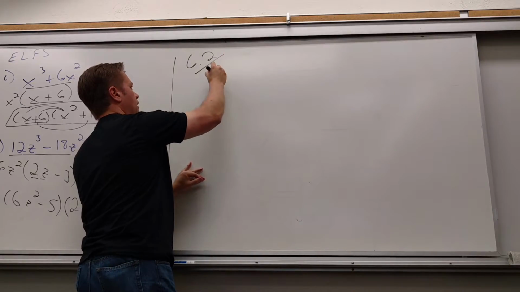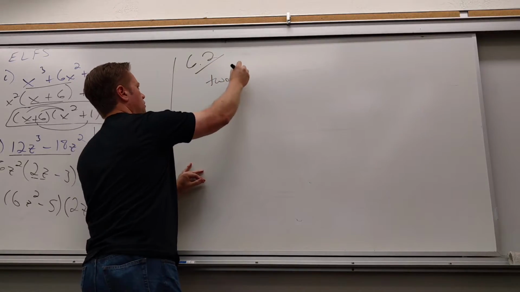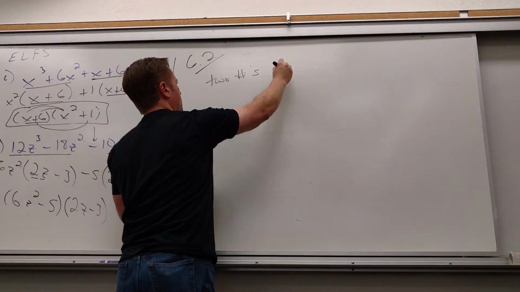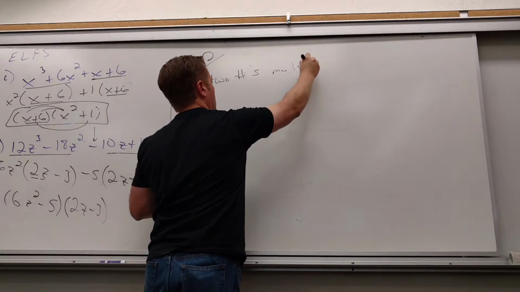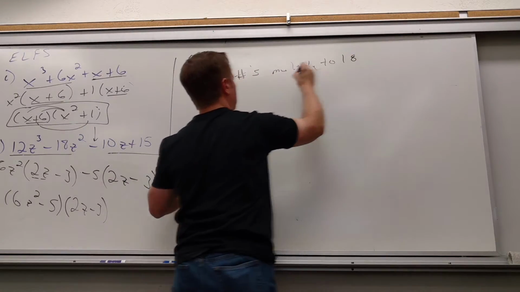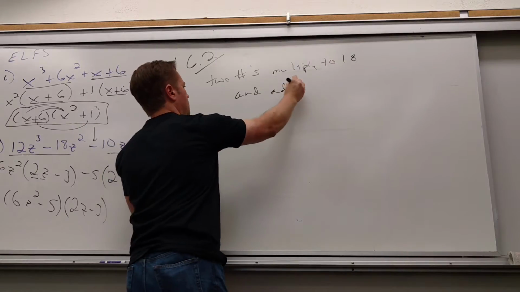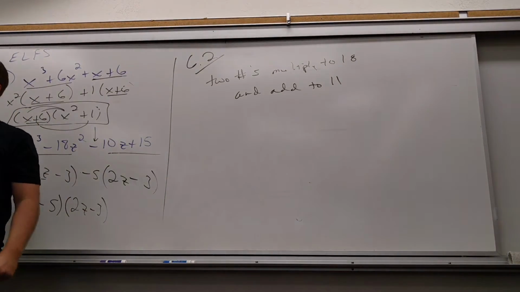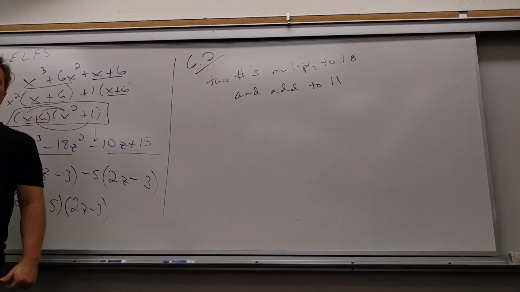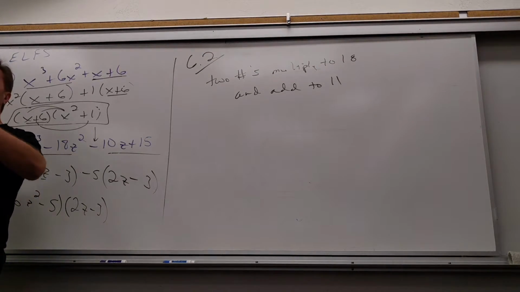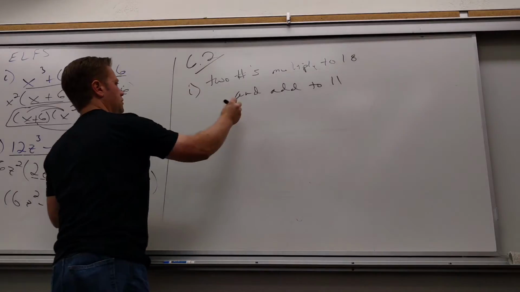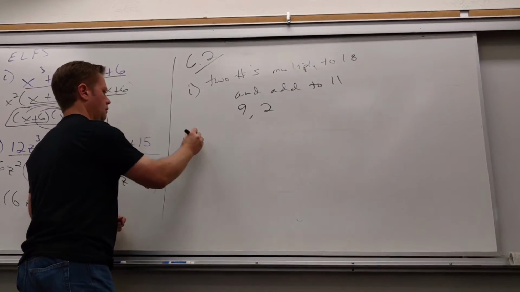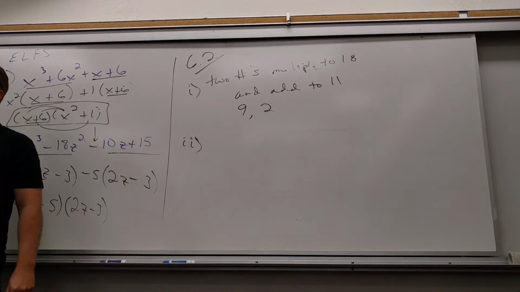Let me ask you a question that seems completely unrelated to what we're doing. Can you come up with two numbers that multiply to 18 and they add to 11? Yeah, 9 and 2. I like it. You guys see that? Alright, so that was not too hard. So 9 and 2.